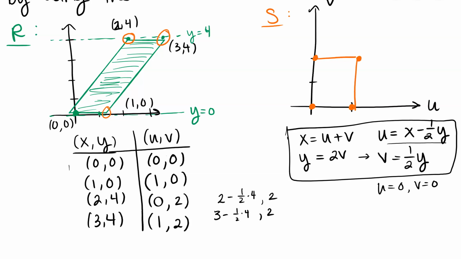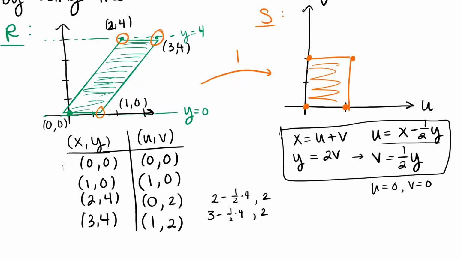So look at what our new area is, right? u is going to go from 0 to 1, and v is going to go from 0 to 2. Okay, so that's what this transformation has done. This is my new area that I'm integrating over.